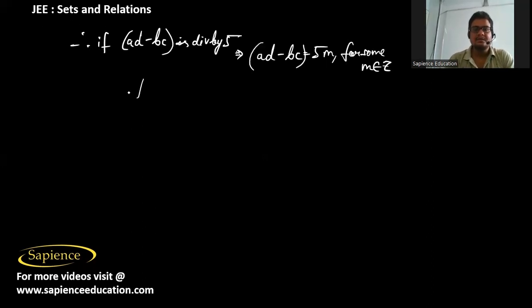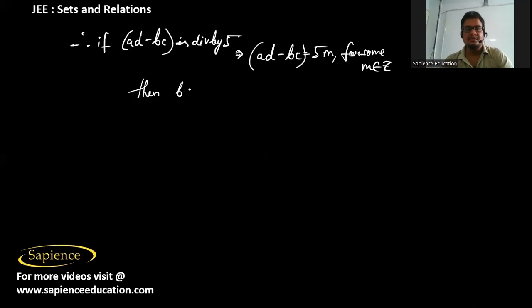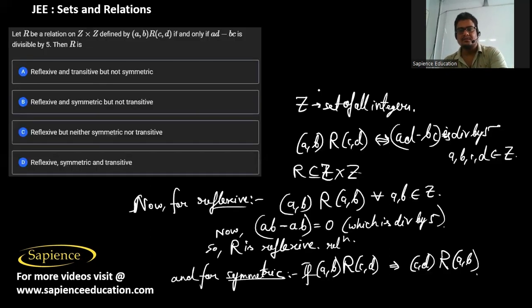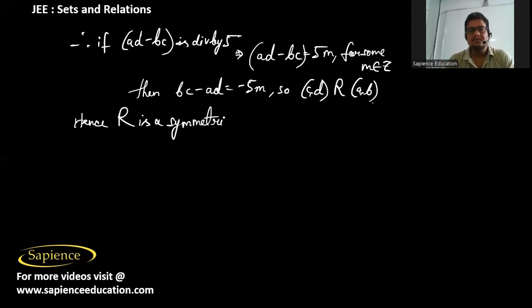Then we can say that BC minus AD will be equal to minus 5m. So it means that C comma D will also be related to A comma B. So hence we can say R is a symmetric relation also.